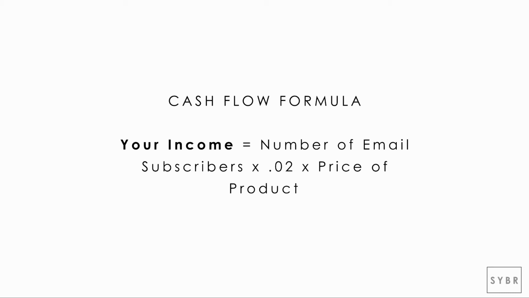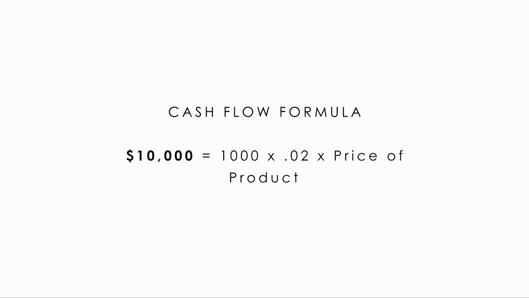So let's say that our product idea is to show people how to build an amazing email list. And if we use the cash flow formula, we know that your income equals the number of email subscribers times 2%, which is the conversion rate, times the price of your product. So here we know a few things. We know what our profit goal is, which is $10,000, our income. And then let's say that we have 1,000 people on our email list.